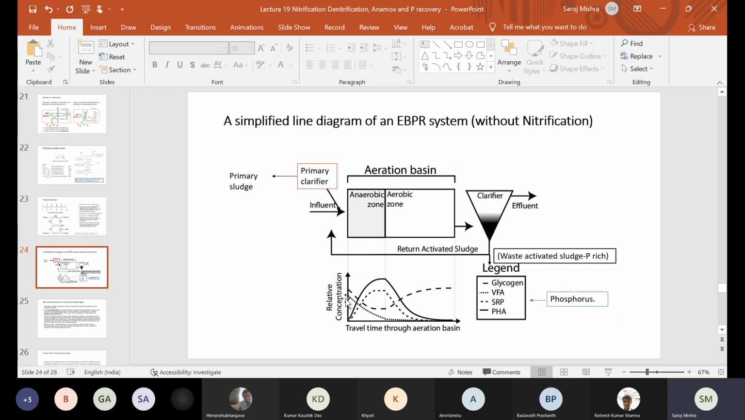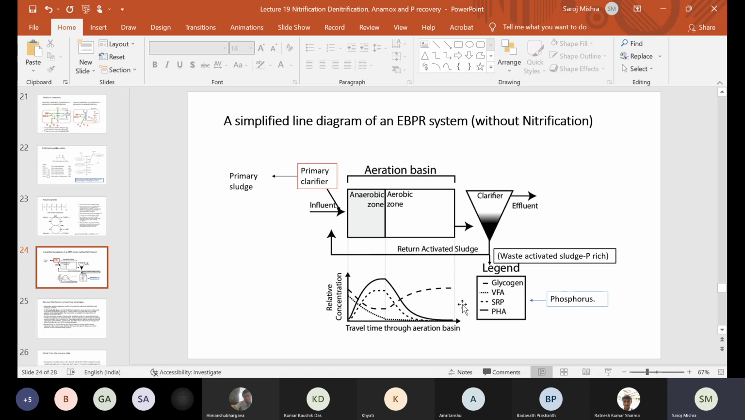Okay, and you see here the broken lines are nothing but glycogen, because remember that glycogen is broken down during this phase, and PHA is accumulated. The small dots which you see here are the volatile fatty acids, because you will recall that during the anaerobic process the volatile fatty acids are consumed, and that's why their level is going low in the anaerobic zone.